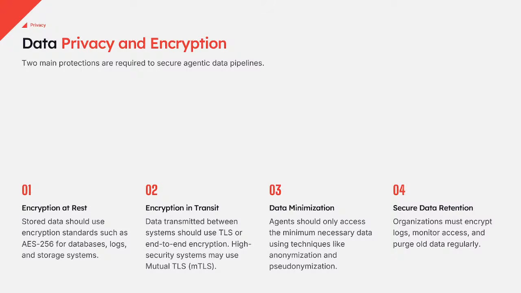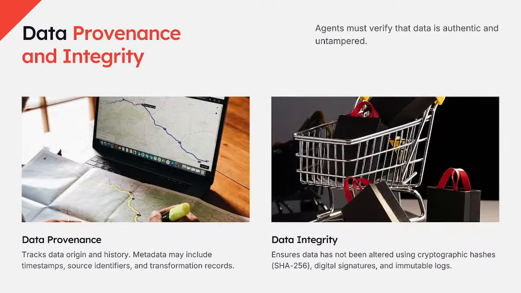And we have data minimization. This is just like role-based access control, least privilege. Agents should only access the minimum necessary data required to perform their operation. Using techniques like anonymization, pseudonymization and minimization can prevent this. So basically, just implement role-based access control. Secure data retention. Organizations must encrypt logs, monitor access, and purge old data regularly to make sure the system is secure. Then data provenance and integrity.